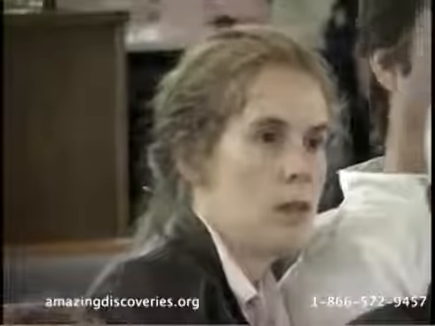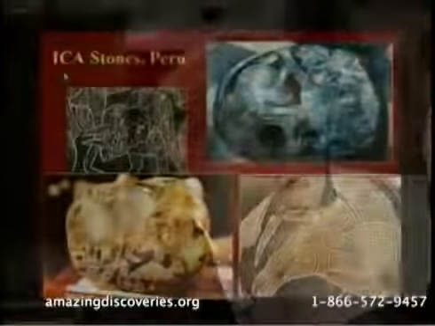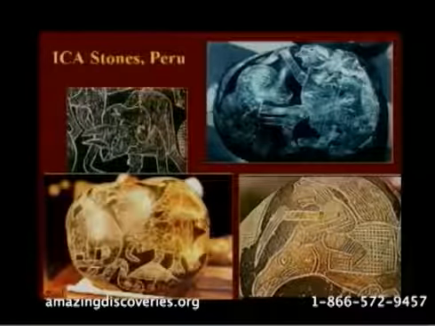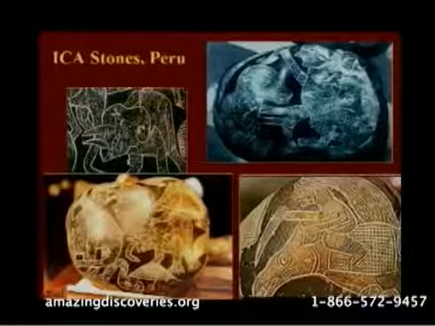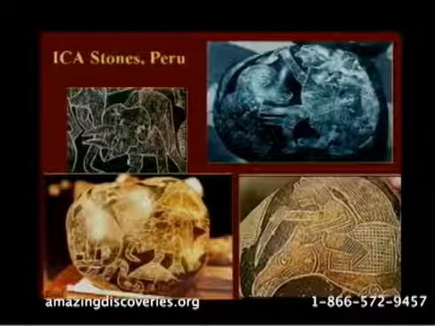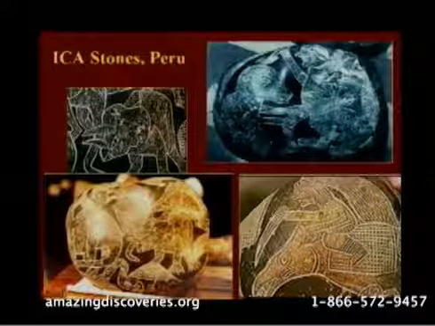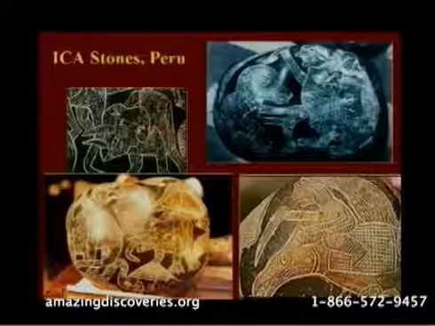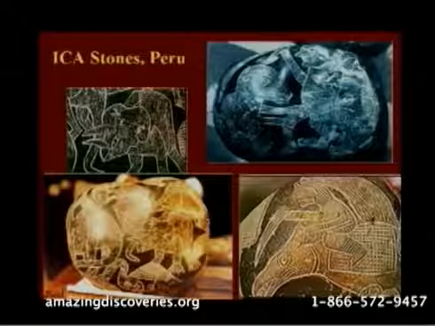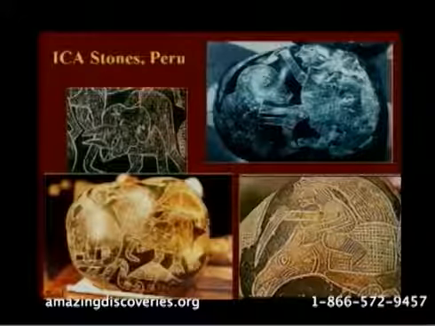Well, what are these? These are the famous Ica stones from Peru. What is that? These are stones drawn on by ancient Indian cultures. And what do we have there? That's a triceratops, if ever I saw one. There you can see it perfectly clearly. These are flying reptiles. These are pterodactyls. There's no doubt about that.